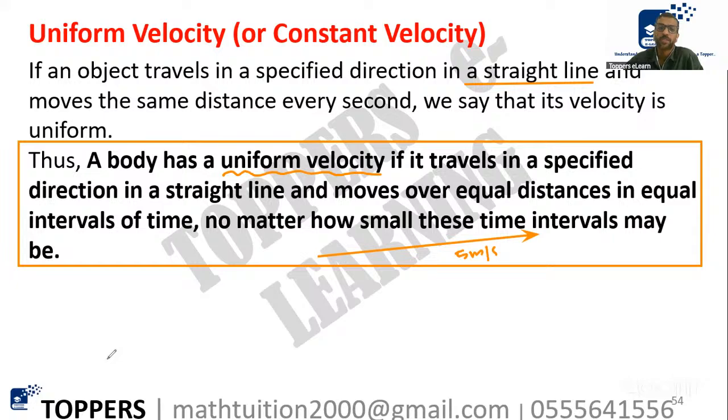There are two ways we can change the velocity of a body. How can we? First one is changing the direction. Second one is acceleration, changing the speed of the body. By changing the speed of the body, velocity can be changed. By changing the direction of the body, then also we can change the velocity.